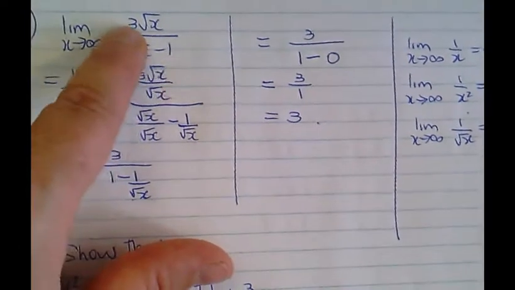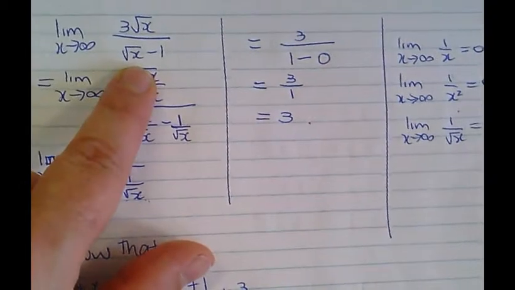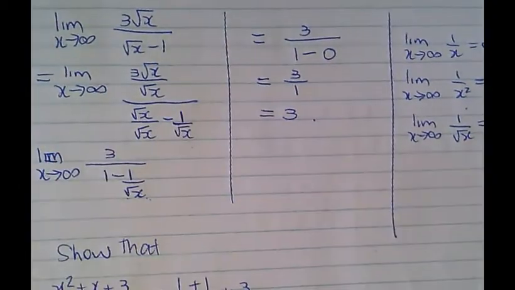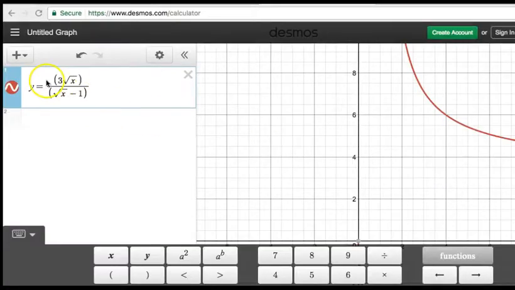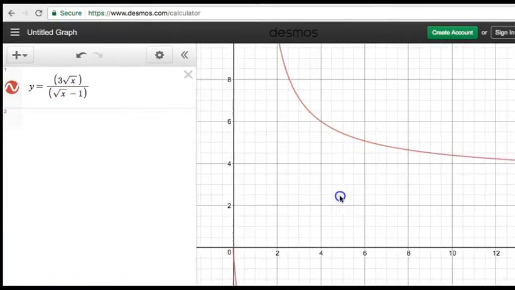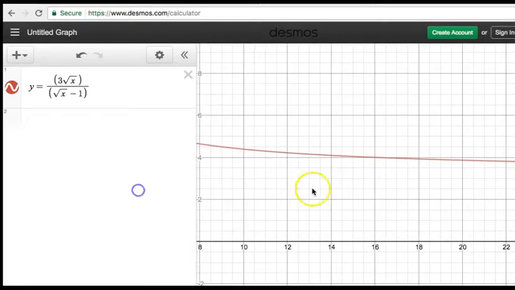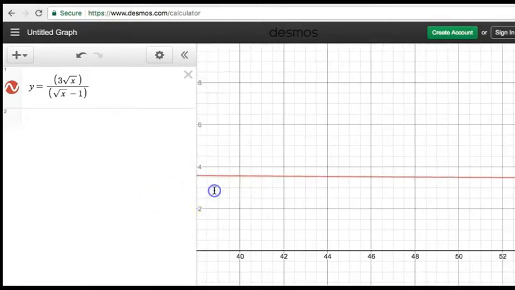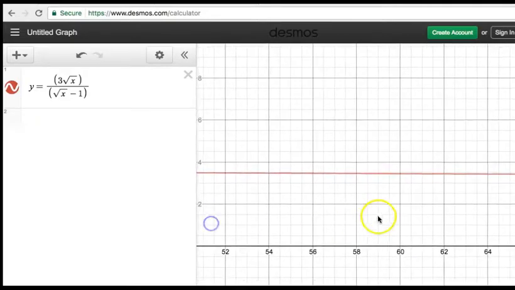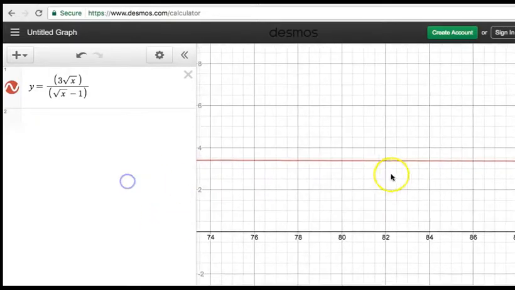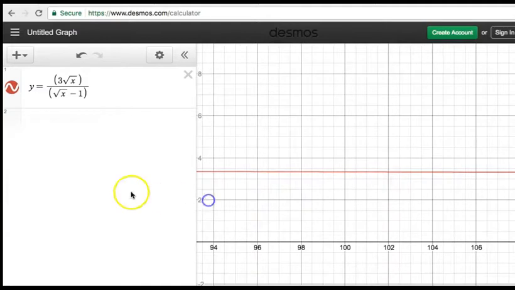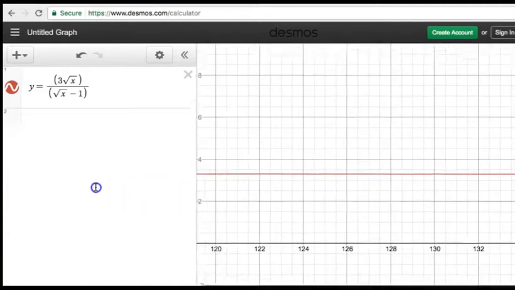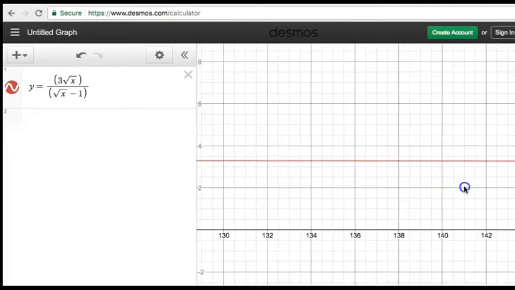So if I sketched y equals 3 root x over the square root of x minus 1, I would get y equals 3 root x over the square root of x minus 1. Can you see I'm getting an asymptote? And that's 2 there. It's going to approach 3. It's getting there, but it's approaching 3. Can you see? That's 2, that's 4. It's approaching 3.